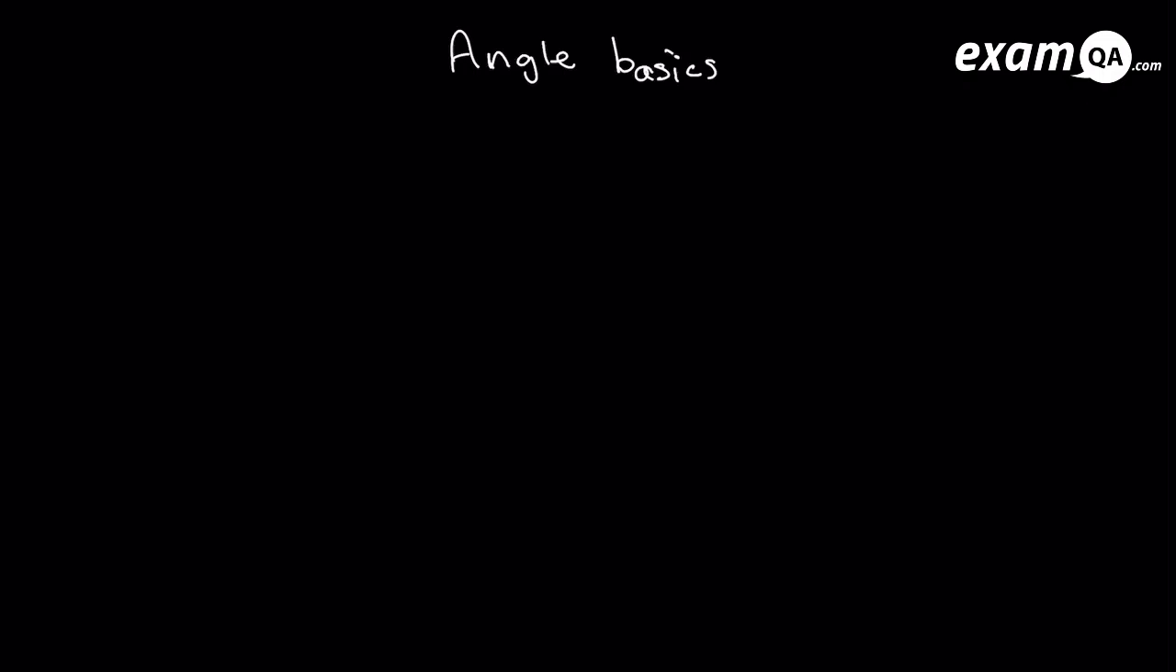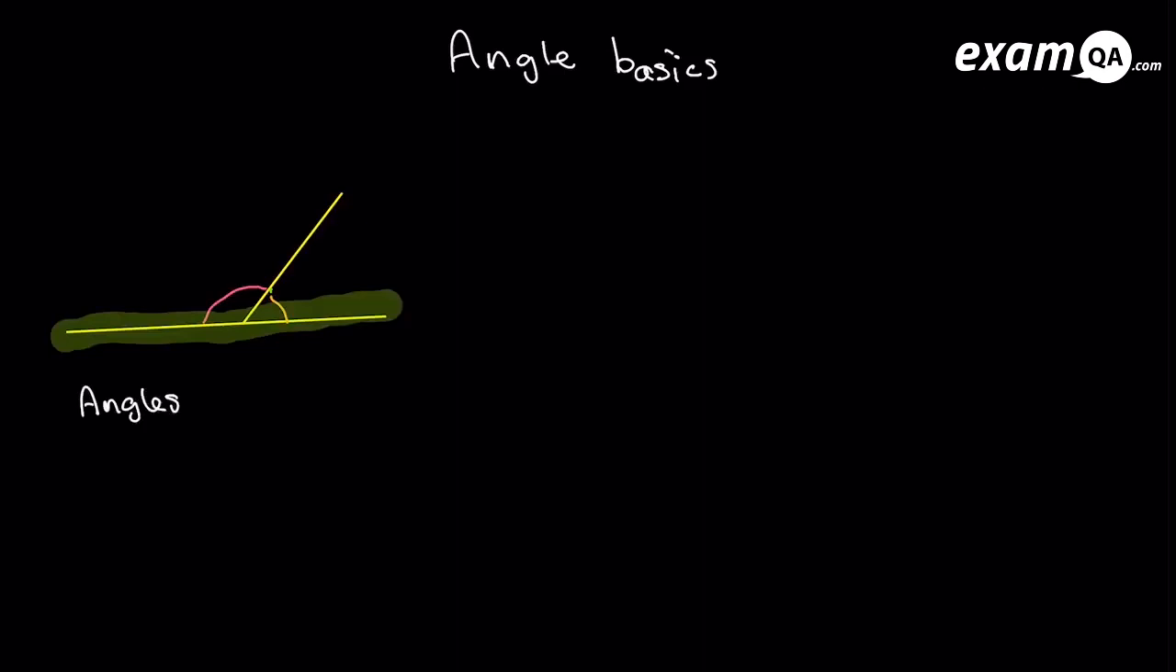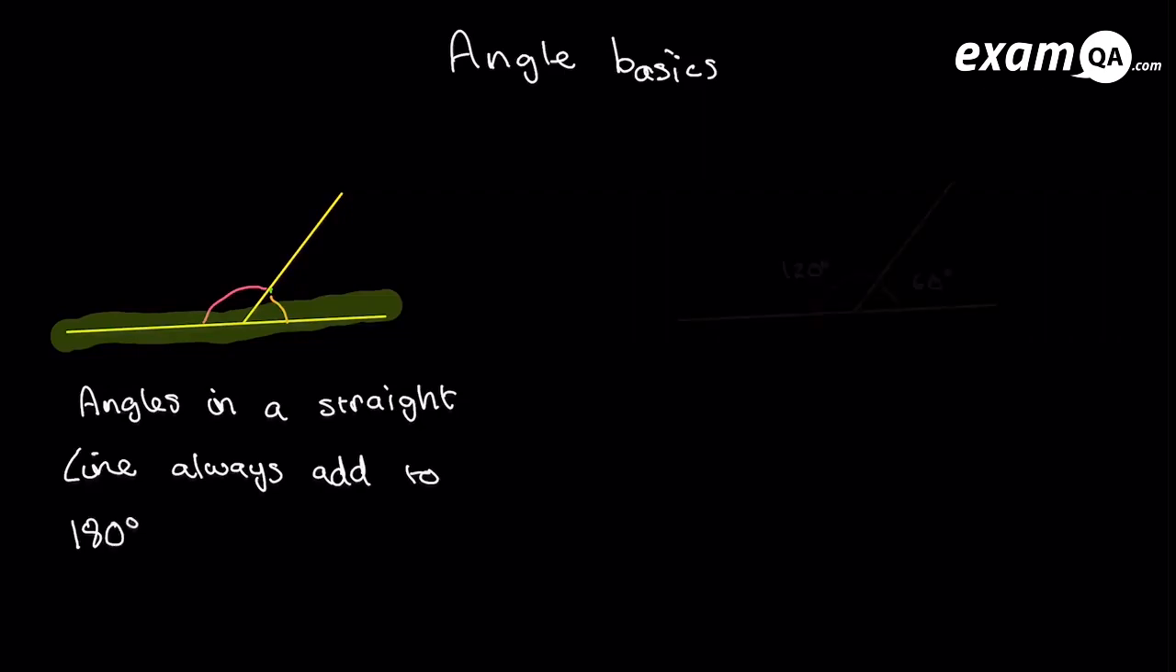In this video, we're going to be looking at angle basics. So you're going to have to go through this video before you look at angles in parallel lines and angles in polygons. So here we have our first rule, and this is looking at angles in a straight line. And the rule here is that angles in a straight line always add up to 180.